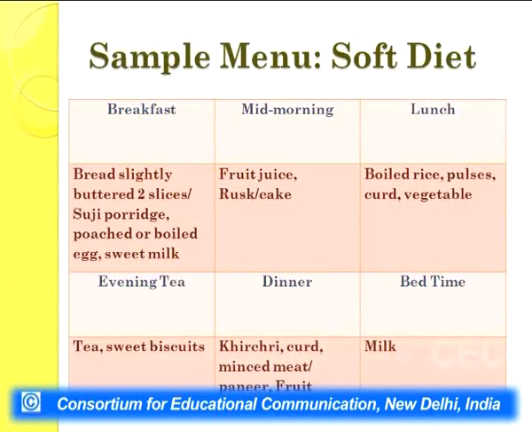Sample menu of soft diet. In breakfast we can give bread, slightly buttered, suji porridge, poached or boiled egg. You know about the poaching method of cooking, so poached or boiled egg, sweet milk. Mid morning, because if the frequency is to be increased, then we need to give something between breakfast and lunch. In mid morning, fruit juice, rusk or cake. Rusk could be hard, so we can avoid rusk, or it is fine if it is dipped in some liquid like milk. Then lunch could include boiled rice, pulses, curd and vegetables. Evening tea could be tea and sweet biscuits. Dinner, khichdi, curd, minced meat, paneer, any soft fruit, and bedtime milk.